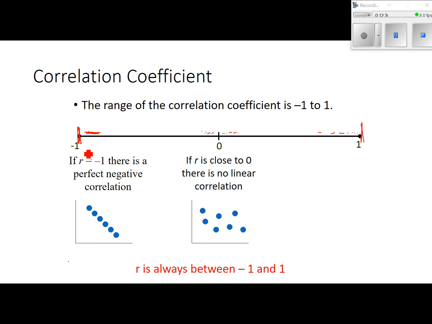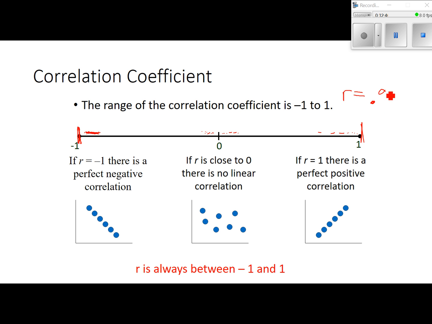Then if you're close to 0, there's no linear correlation. And if we're close to 1, if it's exactly 1, it's a perfect positive correlation. Again, most of the time that won't happen. Most of the time our R will come out to be something like 0.972, which is somewhere about in here. And that means there's a really good correlation between the two sets of data, between your X's and Y's.